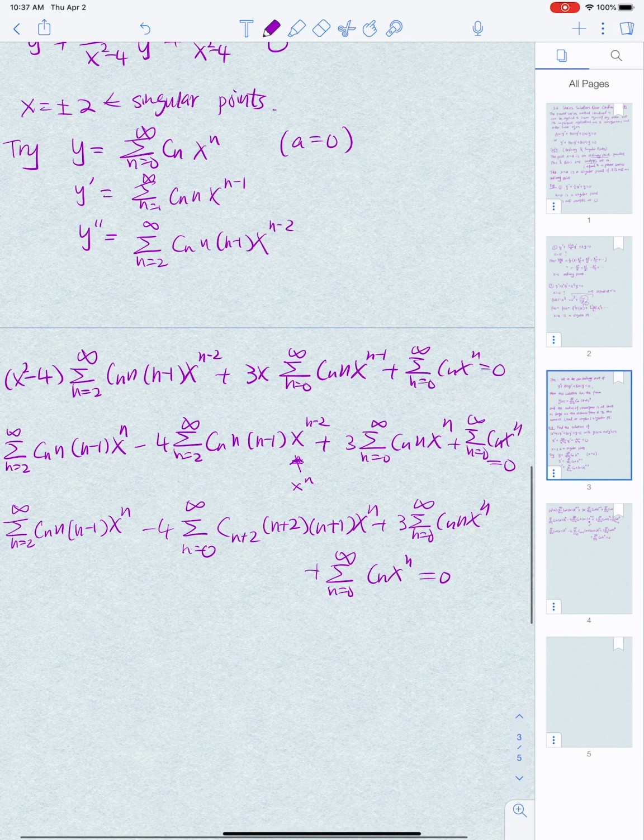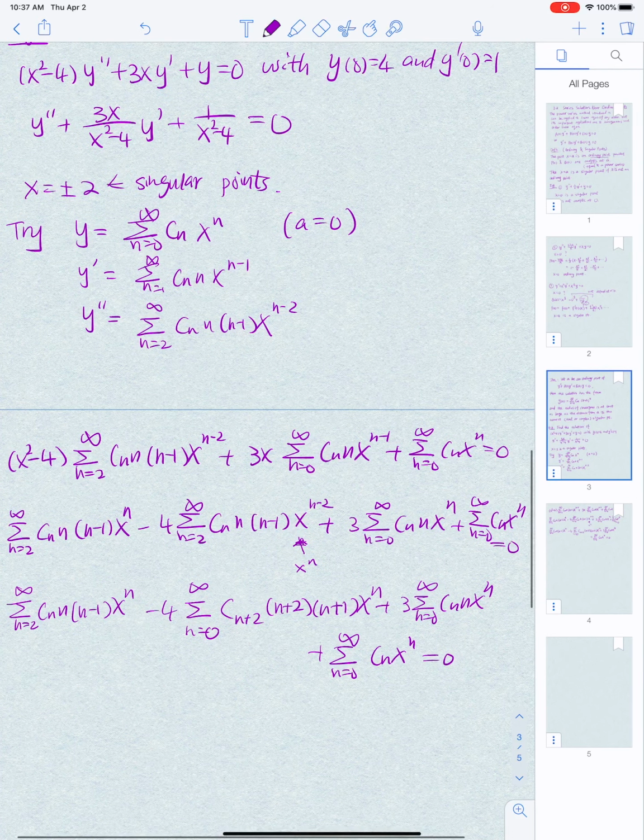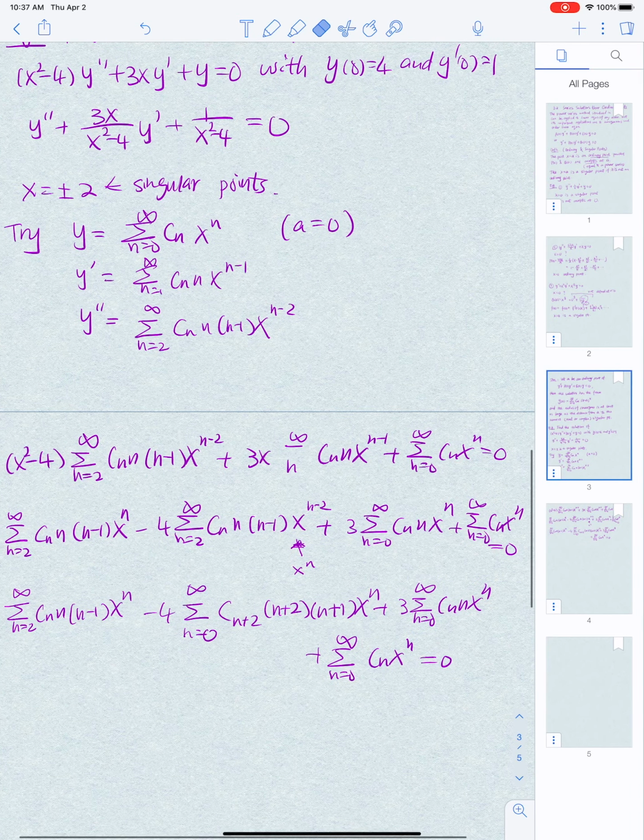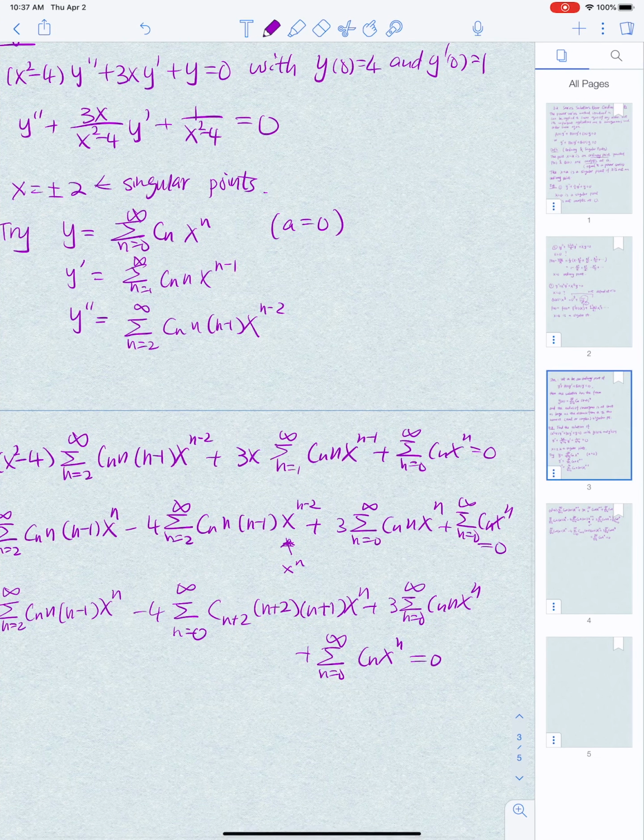Oh, I think there's a mistake right here. This is y prime, and y prime, I've already changed it to be starting from n equals 1, so I have to switch this to be n equals 1. So I have to change this to be starting from n equals 1. And same thing, change here to be n equals 1. There we go.